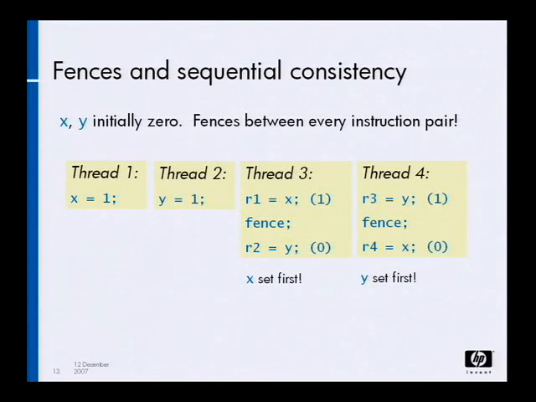This is by now a semi-famous example, referred to as the IRIW, independent reads of independent writes example. This looks kind of complicated at first glance, but what's going on is that threads 1 and 2 are just independent writes to different shared variables. And threads 3 and 4 read them in opposite order and convince themselves that the other one is set first. Thread 3 reads things in such a way as to prove conclusively that X was set first, and thread 4 reads things in such a way as to prove conclusively that Y was set first. The question is, can this happen?